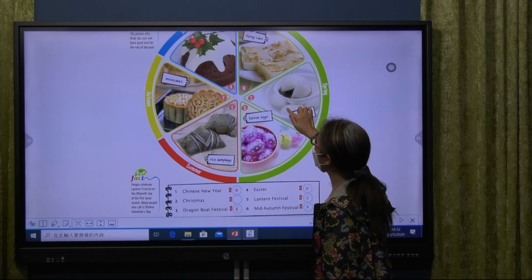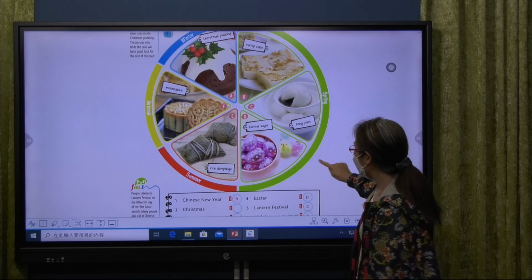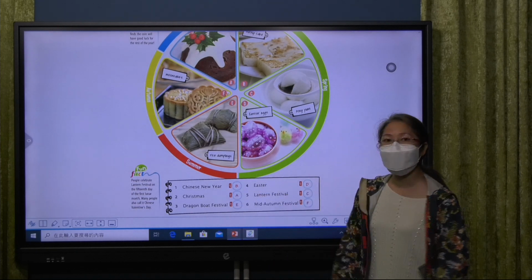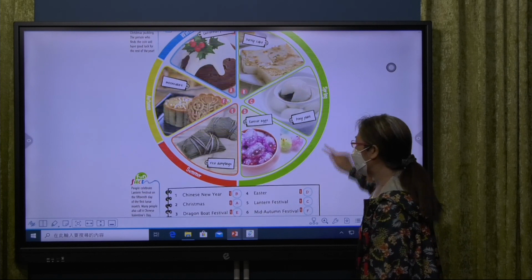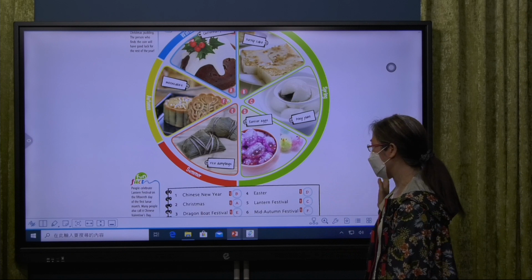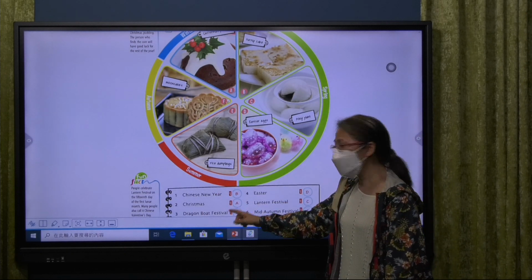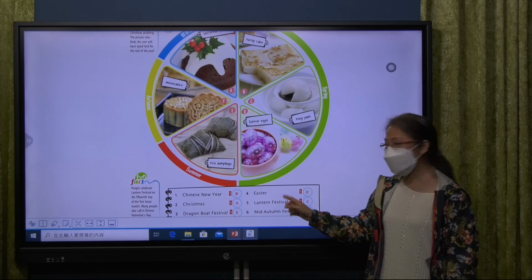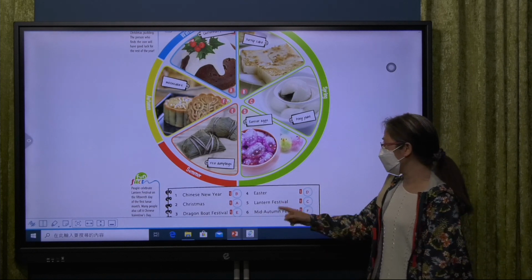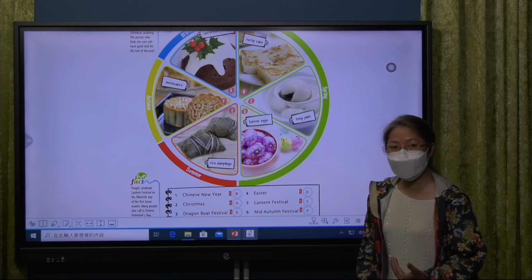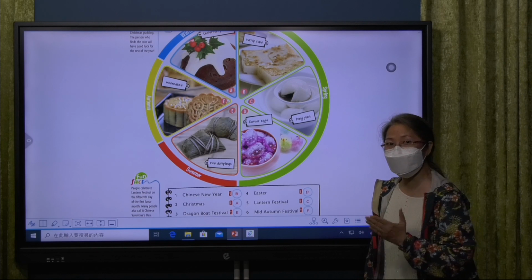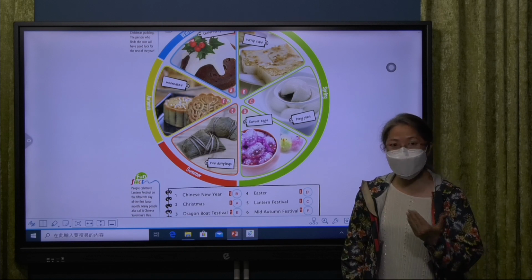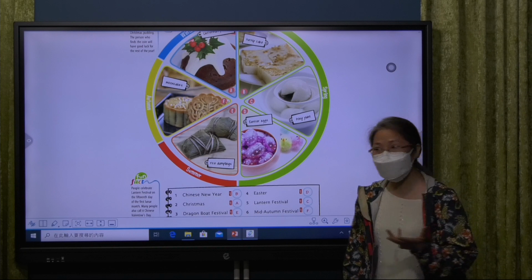And the last one, Christmas pudding. Okay, look at the name. Obviously, we eat Christmas pudding at Christmas. Do you know how to say all of them? The names of the festivals: Chinese New Year, Christmas, Dragon Boat Festival, Easter, Lantern Festival, Mid-Autumn Festival. At these festivals, we will eat different kinds of food. They are quite tasty. And also, at these festivals, we will do a lot of things. What do you usually do?